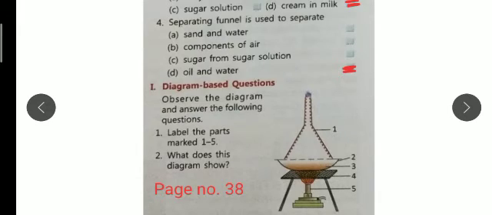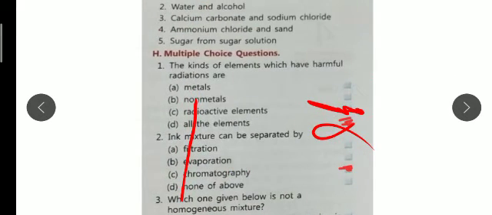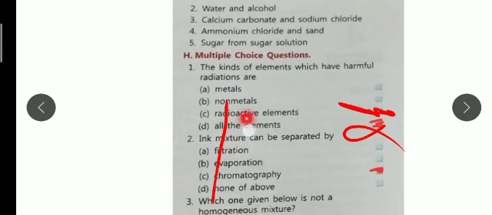So children, these are the exercises. Please correct this one because I was in a hurry, so that's why I just marked this. You can correct the answer: the kinds of elements which have harmful radiation are radioactive elements. How many radioactive elements are there? There are approximately 36 radioactive elements like radium, radon, uranium. They emit harmful radiations, which can even cause cancer.